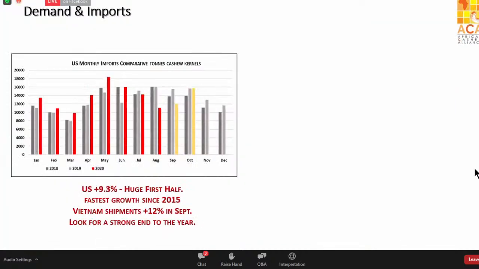So focusing on demand and looking at the US market, you'll see a chart on US monthly imports. What's noticeable in this is not only the red bars, which show a really huge first half of 2020 in imports, but if you look also at the grey bars, you'll see that during the second half of 2019, there was significant growth in demand compared to the previous year.